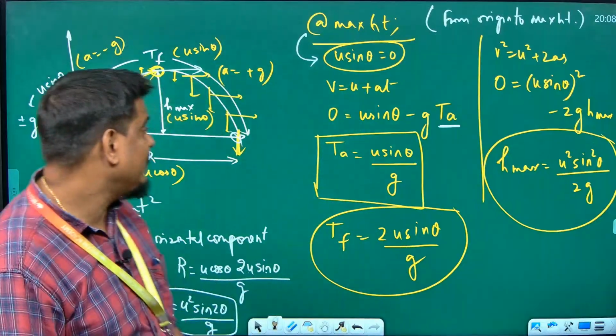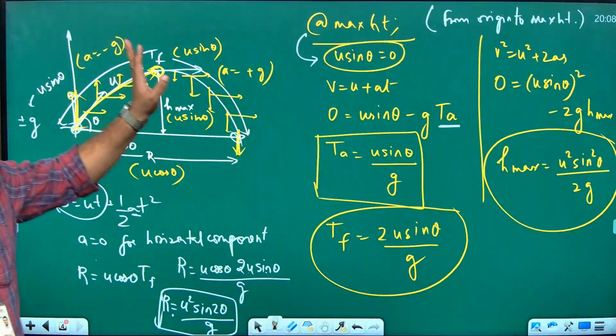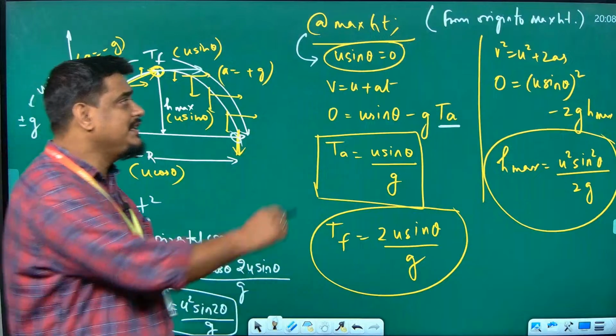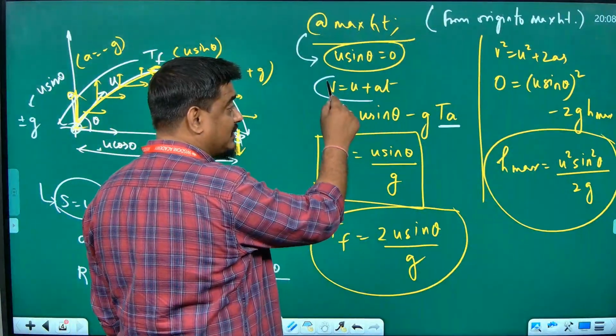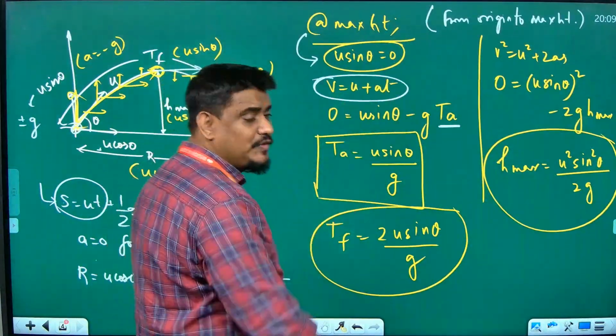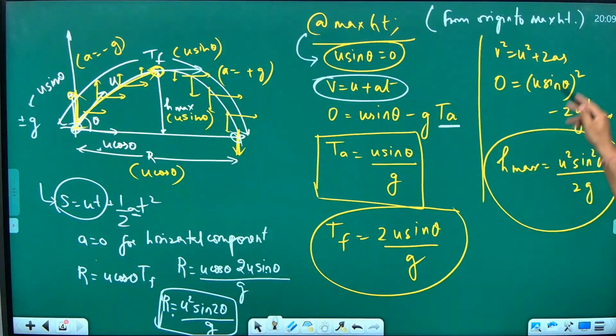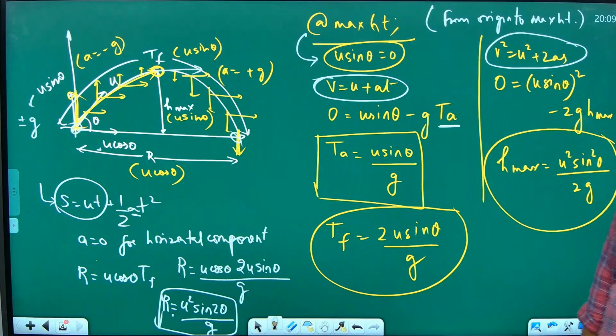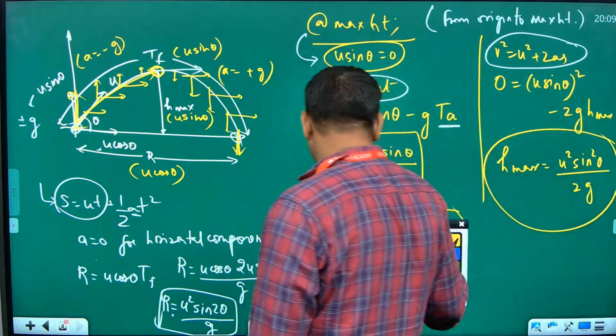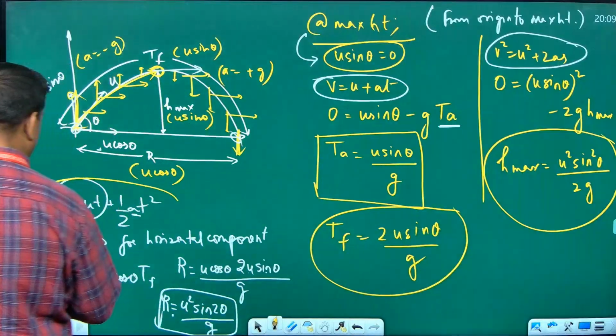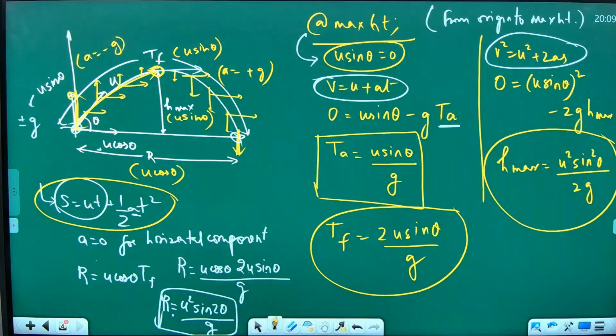I said that when you are going to find time of flight, you want to use V is equal to U plus AT. If you are going to find H max, you are going to use V square is equal to U square plus 2AS. When you are going to find range, then you are going to use S is equal to UT plus half AT square. All three equations of motion have to be used.